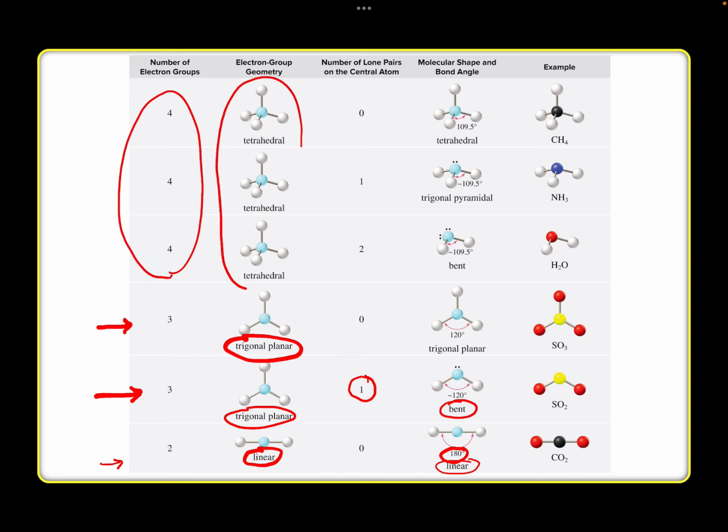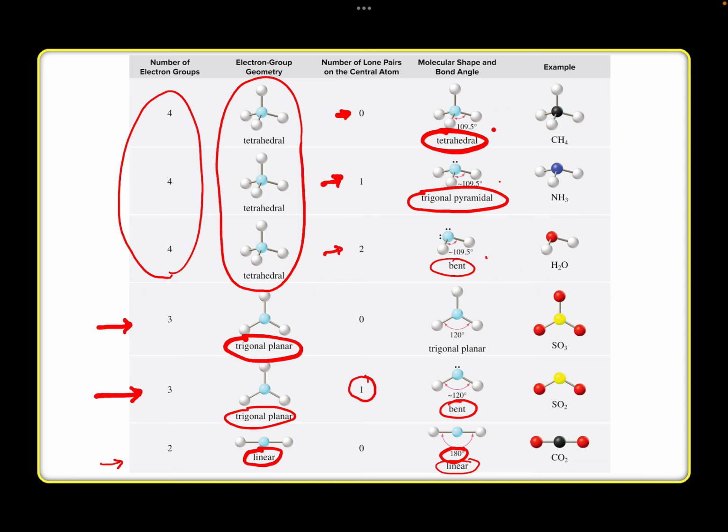all of these are tetrahedral. Okay, because again, if there are 4 areas of electrons, their electron group geometry is called tetrahedral. If it has no lone pairs, then the name stays the same. But if one of them is a lone pair, we call it trigonal pyramidal. If 2 of them are lone pairs, we call it bent. Okay, and you've got some examples here down the side. No matter if they're lone pairs or not, it's always going to be 109.5.